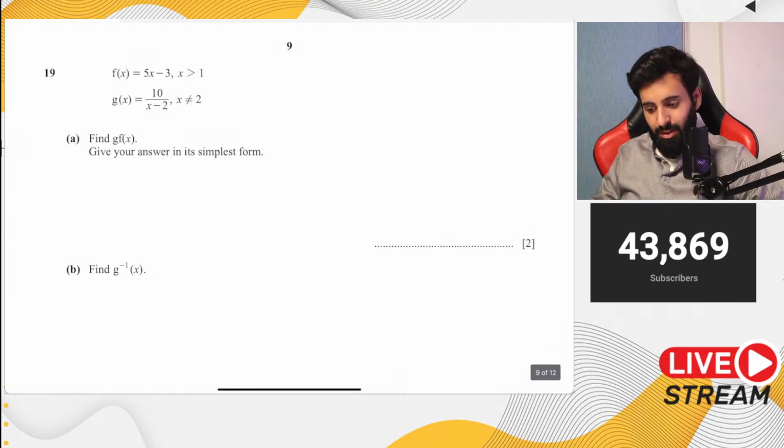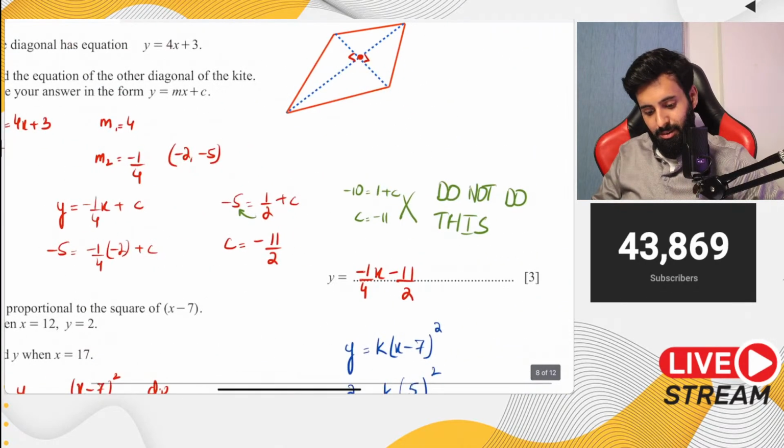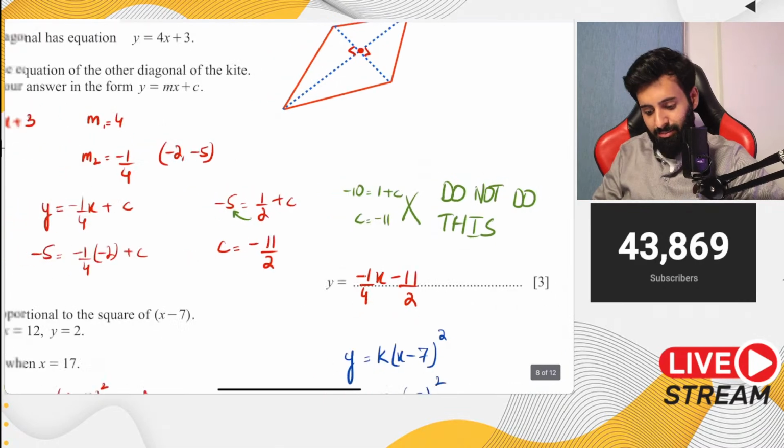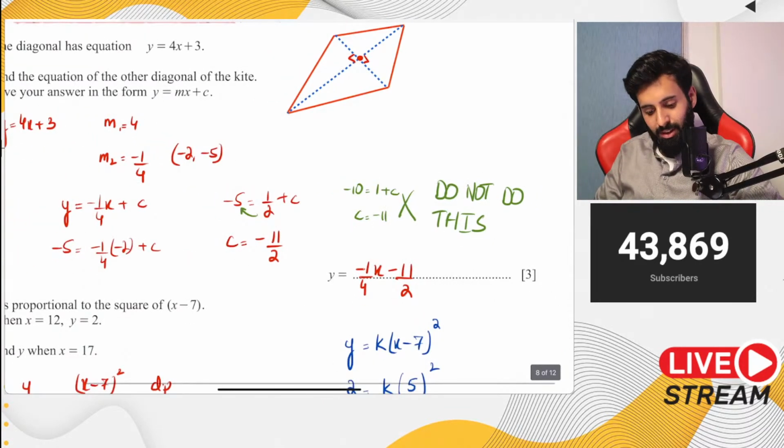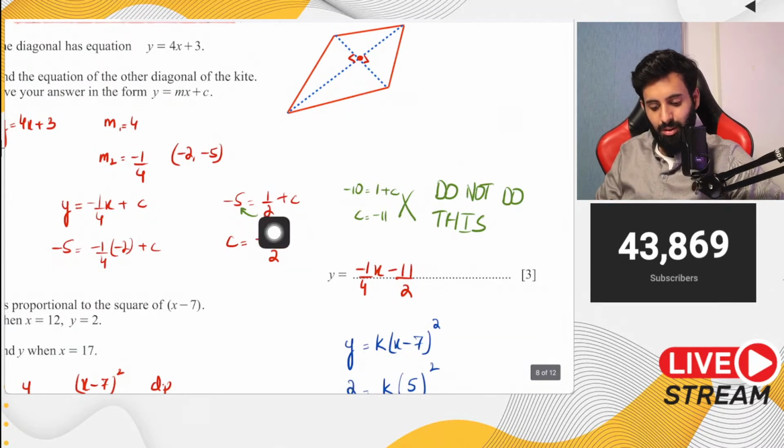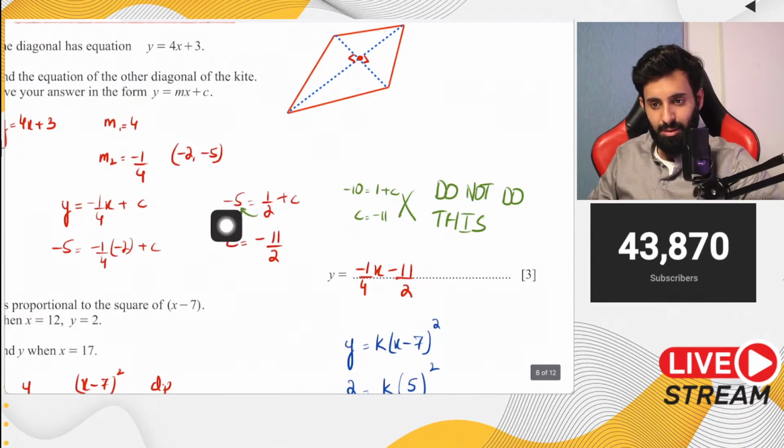Why don't do this? How can you multiply before you take the LCM? You can't multiply before you take the LCM. You have to take the whole 1 upon 2 over to the left hand side and then subtract it.